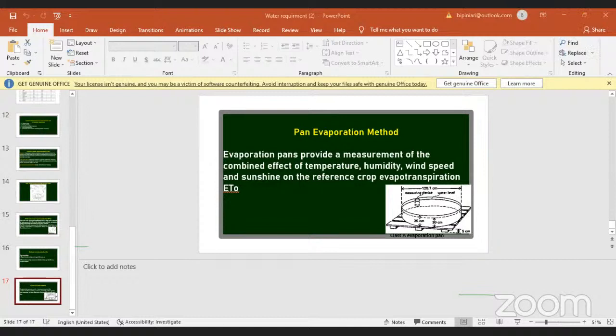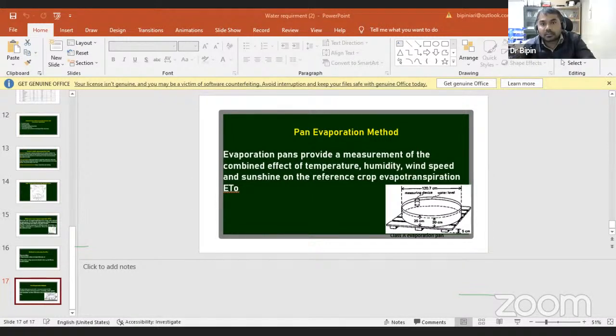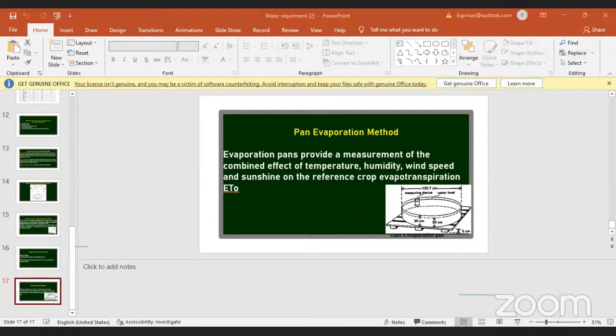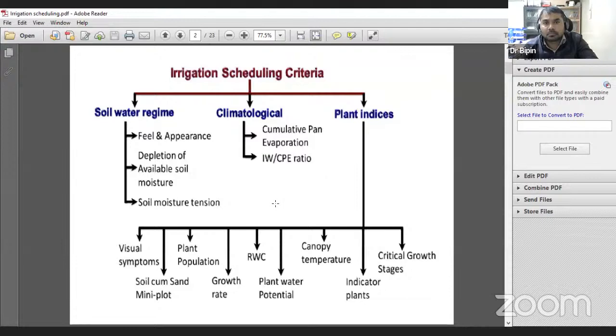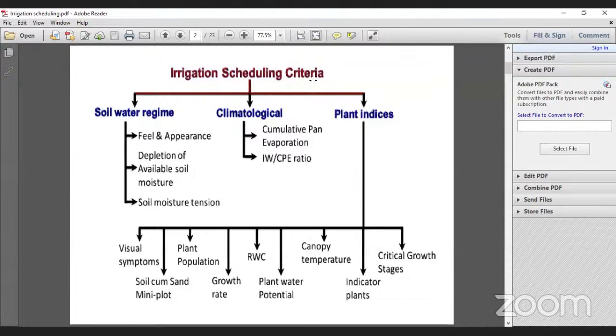Yeah, the slides are not moving, I think. Okay, one minute, sorry. I want to share. Okay. Yeah, now it is visible, the irrigation scheduling criteria.